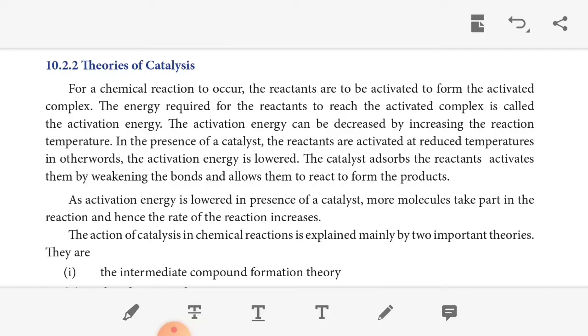Two important theories of catalyst are there. The first one is the intermediate compound formation theory, and the second one is the adsorption theory. Sometimes it may ask you to explain the theories of catalyst, and you can write both theories. Sometimes it may be specific: explain the intermediate compound formation theory, or explain the adsorption theory. Then you can write only the intermediate compound formation theory, or otherwise only the adsorption theory.